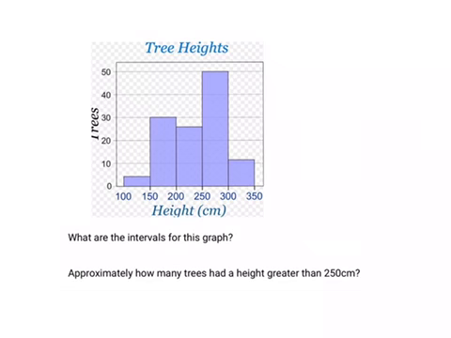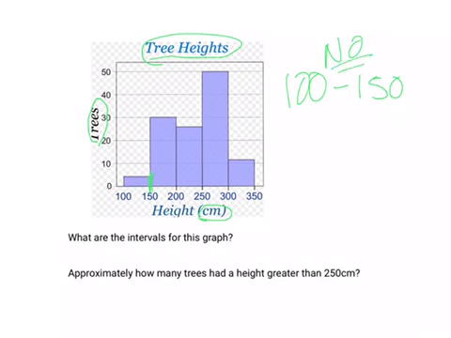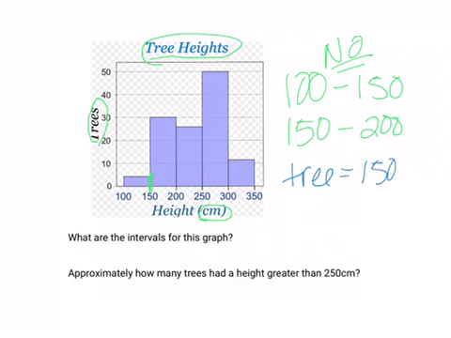So now looking at this graph on tree heights, we see that the height is given to us in centimeters and that the frequency is the number of trees. So our first interval is from 100 to, well, what happens here? It wouldn't be 100 to 150. This is a no. Because the next interval would be 150 to 200. Well, what would happen there if we had a tree? What if the tree height was exactly 150 centimeters? Which would it go into?